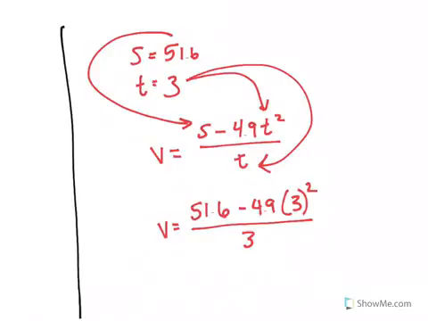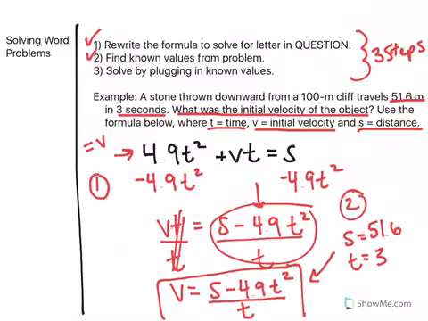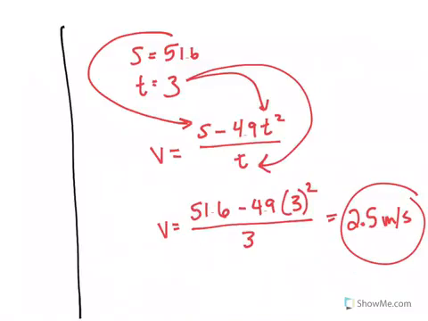And if we plug that all into our calculator, what we're going to end up with is 2.5 meters per second. So this should be our answer, let's make sure our answer makes sense. It says, what was the initial velocity of the object? The initial velocity was 2.5 meters per second. Makes sense? We have completed this problem.